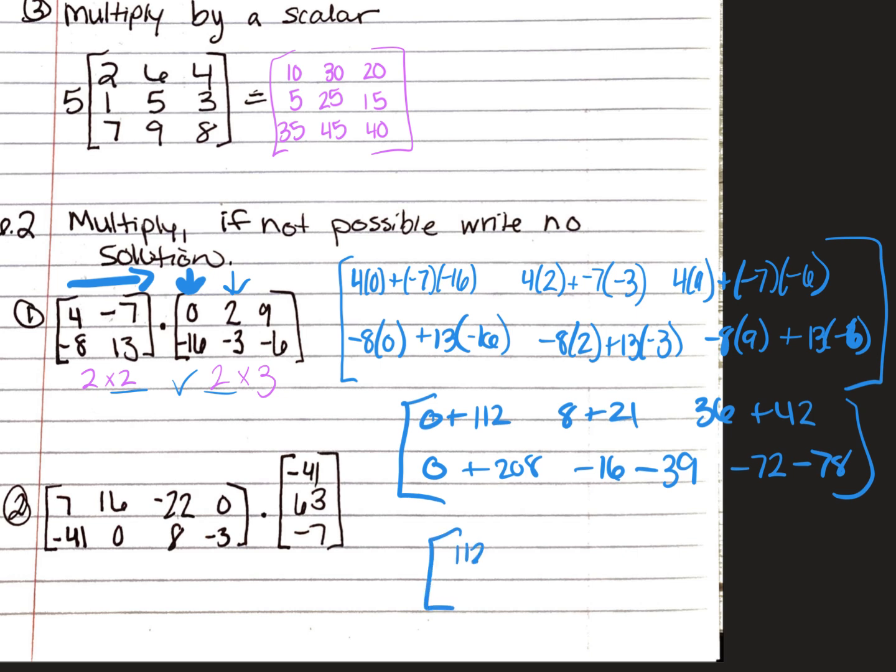So you get 112, 29, 78, 208, negative 16 minus 39, negative 55, and negative 150. Okay, so check the last one and work it out on your own and see what you can get.